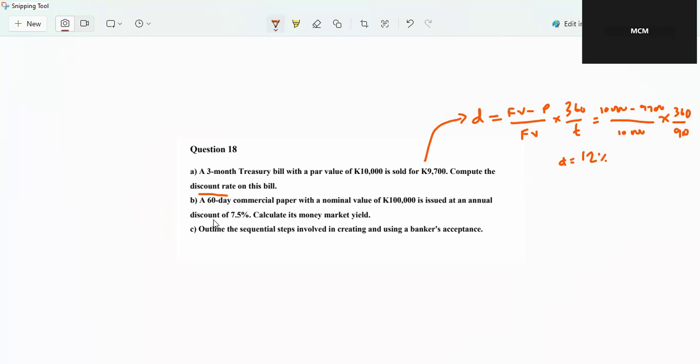Then a 60-day commercial paper with a nominal value of 100,000 is issued at an annual discount rate of 7.5%. Calculate the money market yield. How do you calculate the money market yield?